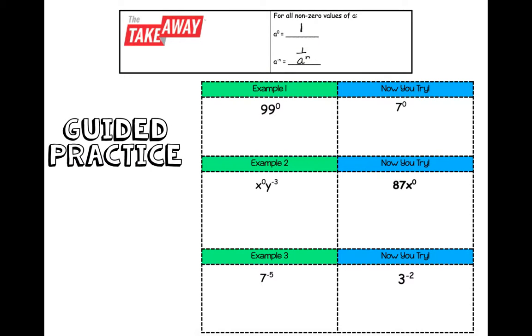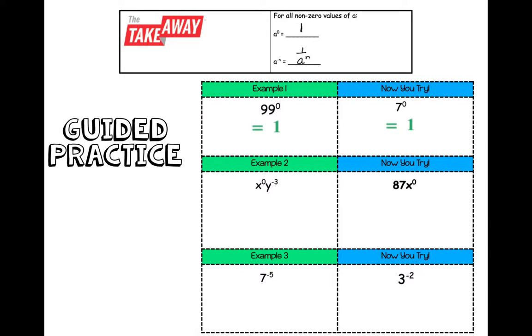So let's go ahead and do a couple more examples. And the biggest takeaway from today's lesson is we have our zero exponent rule, which states that any value raised to the zero power is going to give you 1. So if you look at example 1, I have 99 raised to the zero power. That's going to give me 1. What do you guys think about the next problem? Now you try it. 7 raised to the zero power. You can pause the video if you like. Okay, awesome. I hope you guys saw that it's going to give you 1. Okay, any value that's not 0 raised to the 0 power is going to give you 1.